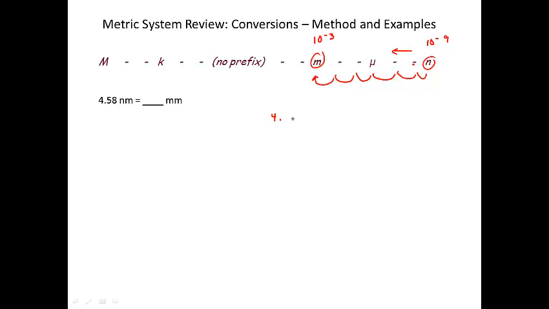So 4.58. Here's my decimal point. 1, 2, 3, 4, 5, 6. And then I fill in those empty spots with zeros for placeholders. So 0.00000458 millimeters.